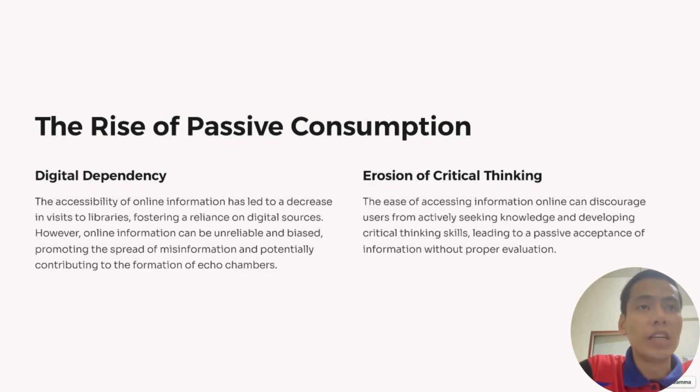Much information today is easily available at our fingertips. Therefore, this facility causes most individuals to no longer go to the library to find information. They are more confident in the information found on the internet when the information can be falsified and they are not sure of its validity. Therefore, users are more likely to know something that is not authentic. It is even worse if the user shares invalid information with other parties. The risk of accessing information online can discourage users from actively seeking knowledge and developing.